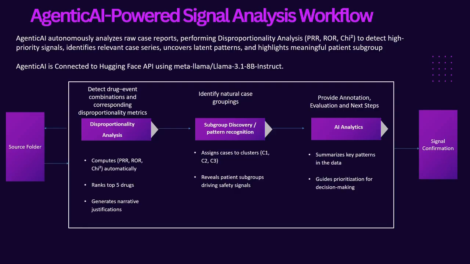In today's demo, we will walk through the following three stages. First is to detect drug event combinations and corresponding disproportionality metrics. Then we will identify natural case grouping. And finally, the most important part would be the AI analytics, that is, to provide annotation, evaluation, and next steps automatically. For this, we will be using the LLM Llama 3.1 8B Instruct model. Now, with this, let's move on to the demo.